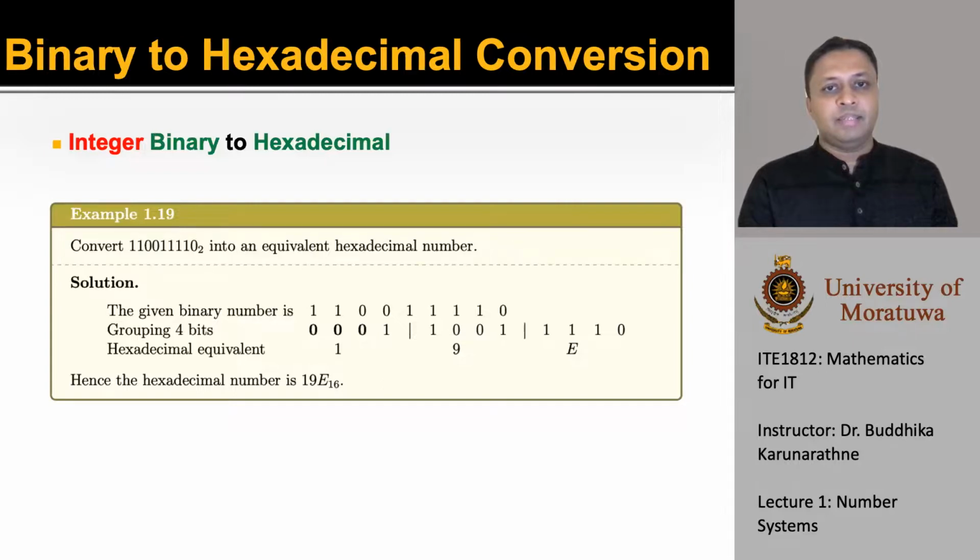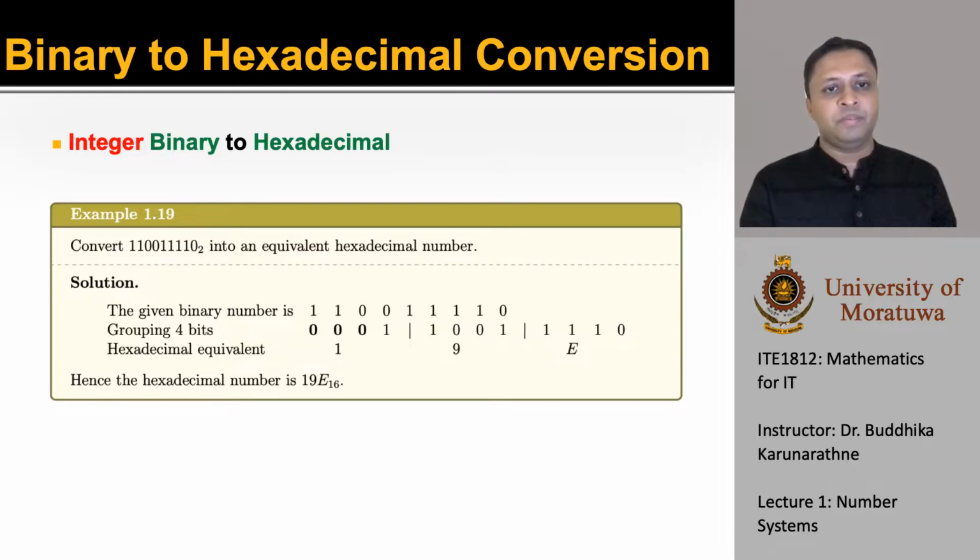So we look at another type of conversion. This is from binary to hexadecimal. This is similar to going from binary to octal. So this first example is on integer binary to hexadecimal. Taking the example 1100 11110 to an equivalent hexadecimal number.